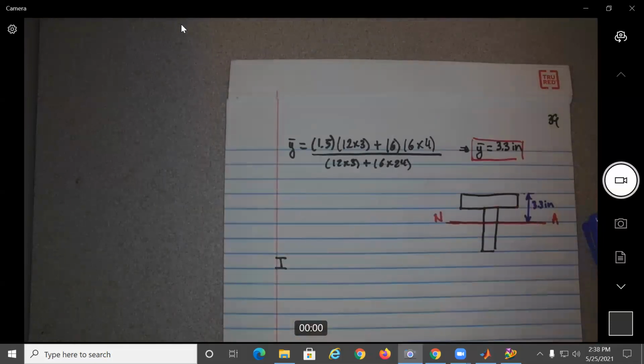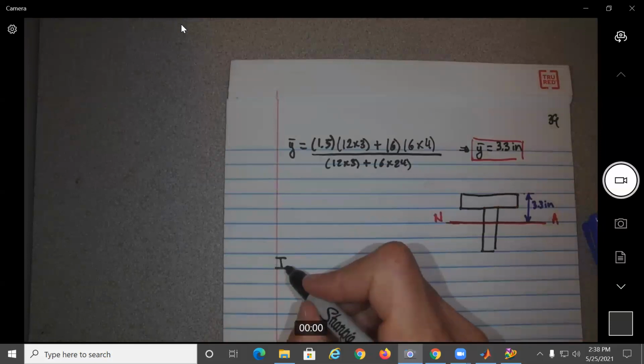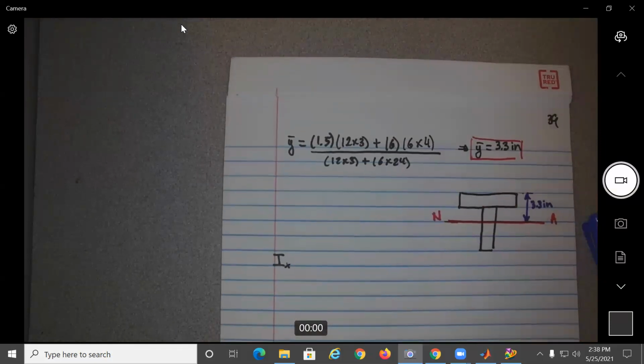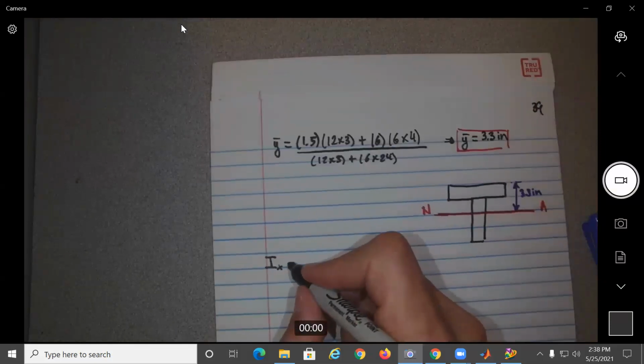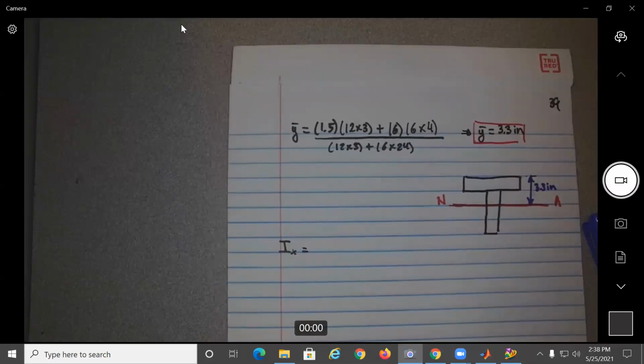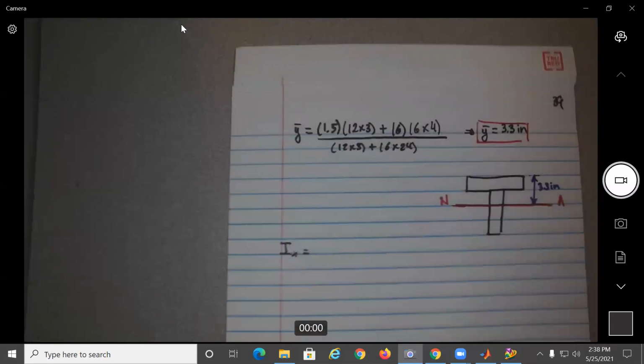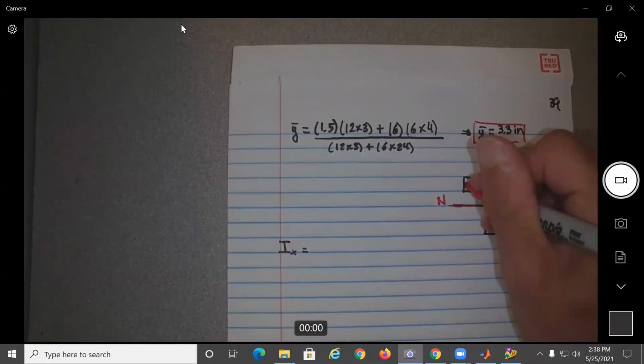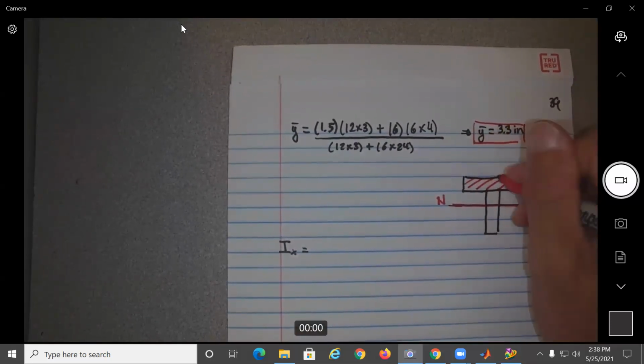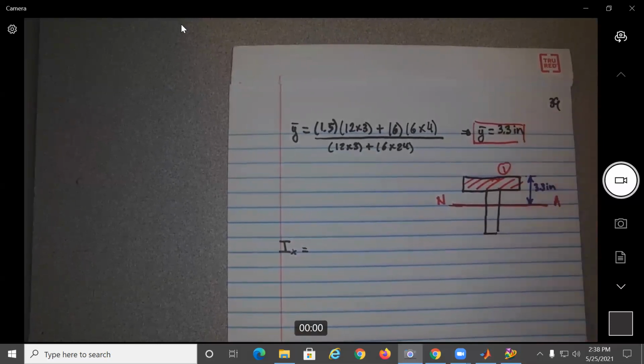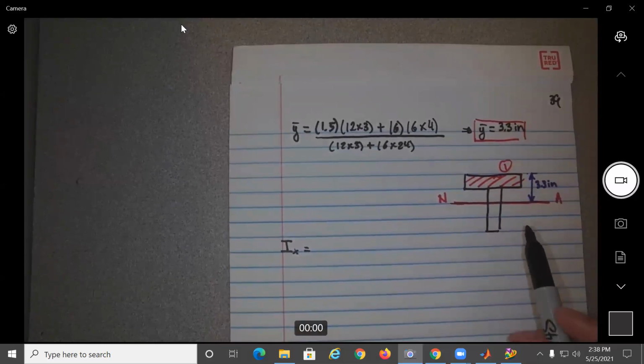So really, I mean, you don't have to put it, but if you want to be accurate, what we're going to calculate here is the I sub X about the neutral axis. So remember, we use the parallel axis theorem. So let's first do this for this one over here. For one, what would be the I for this cross section?